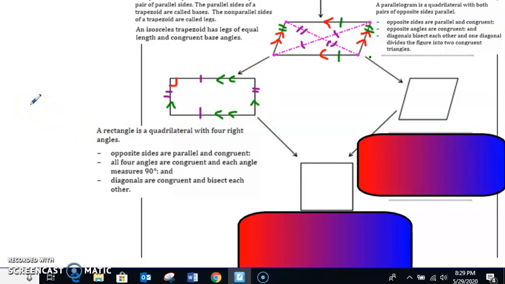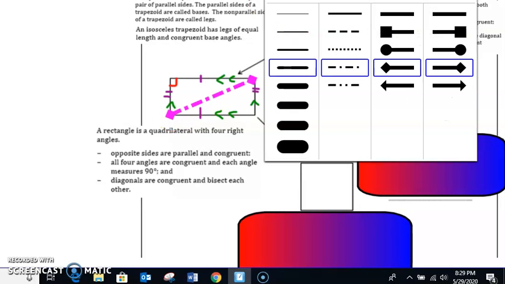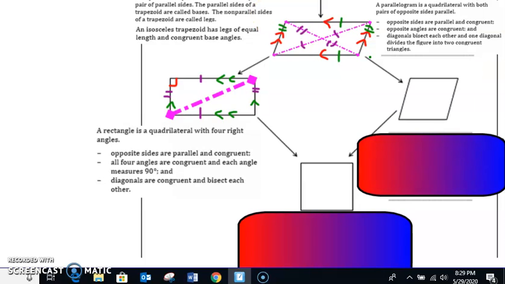And another thing that's special about rectangles is that the diagonals are congruent to each other, which means they're the same length, and they bisect each other, so they will cut each other in half. So if I draw the diagonals in on my rectangle, I can see that not only are they the same length, but they are cutting each other in half.